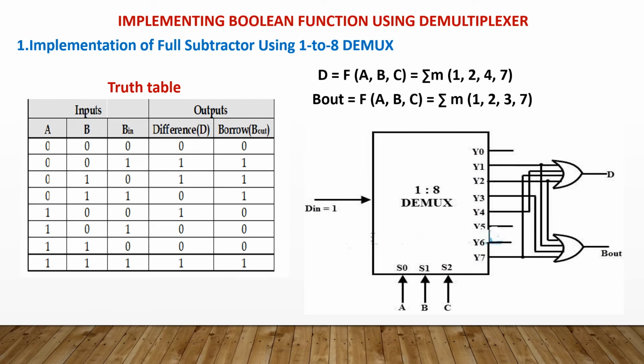And in a similar way, borrow is nothing but the sum of product terms 1, 2, 3, 7. So it is a sum of product terms, so we'll be using an OR gate. So 1, 2, 3, 7 can be given to the input of the second OR gate. So the output will be B out. So likewise, any combinational circuit can be implemented using demultiplexer circuits.